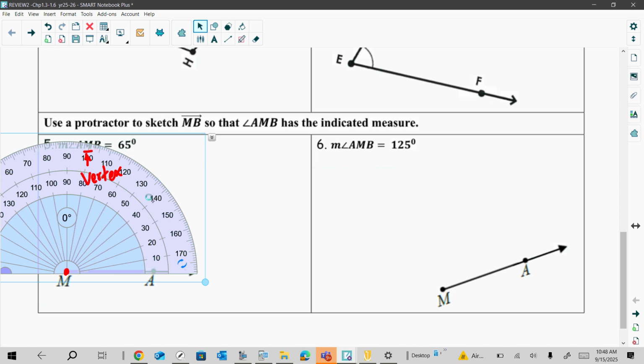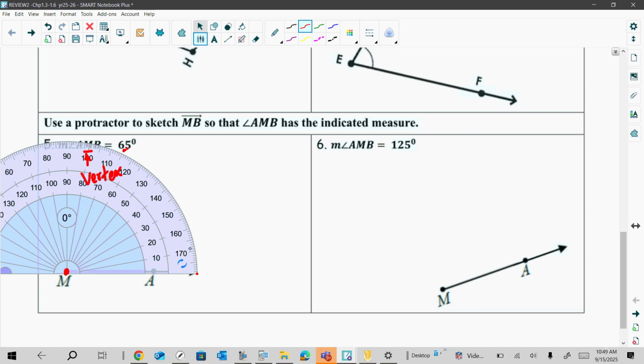And now we wanted to measure 65. So we have to put a tick mark. We have to put a tick mark between 60 and 70. Once you have it lined up, make sure the ray goes through the 0. Make sure it's at the center. And now you have a tick mark between 60 and 70, which is the same thing as between 120 and 110.